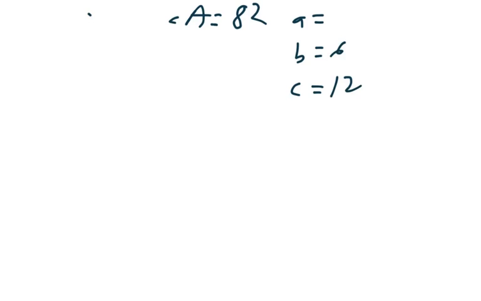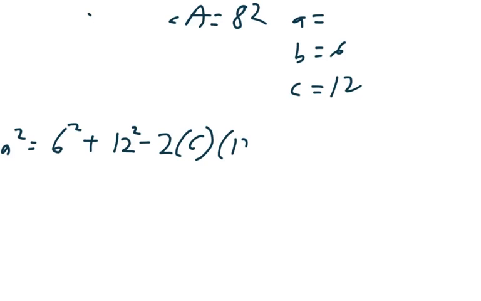For number 35, we're once again given some information. Angle A is 82, B is 6, C is 12, and we're looking for A. This time we have to use the law of cosines. So A squared is going to equal B squared plus C squared minus 2 times B times C cosine of angle A.